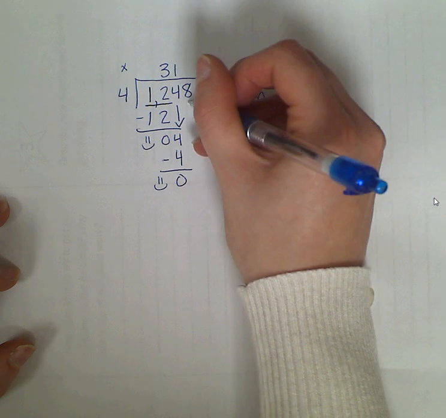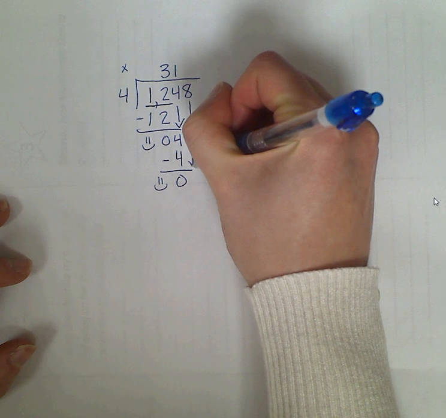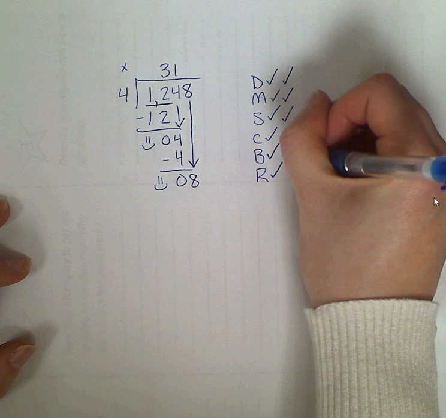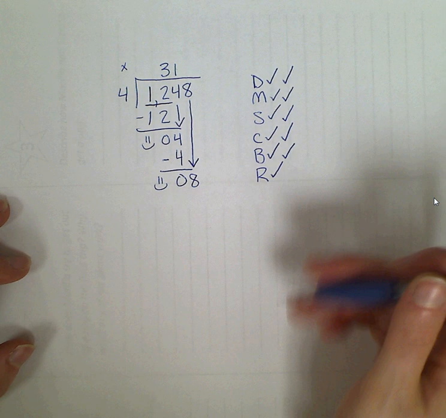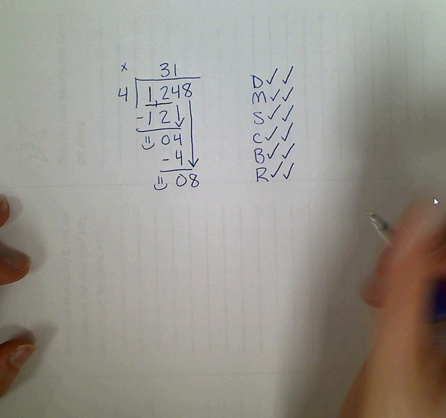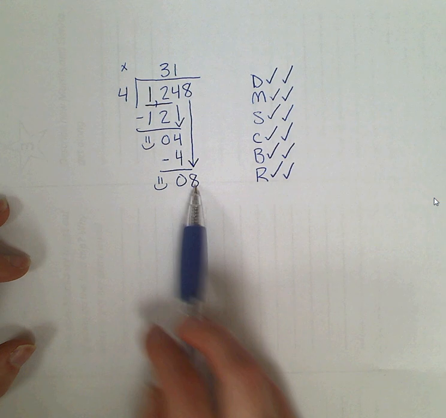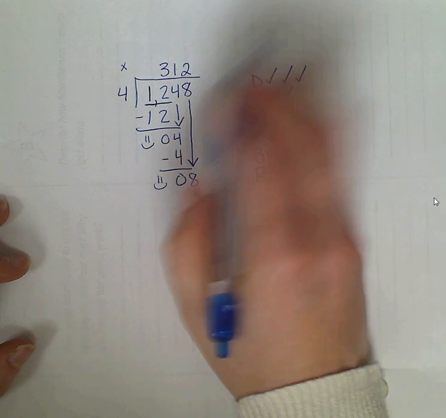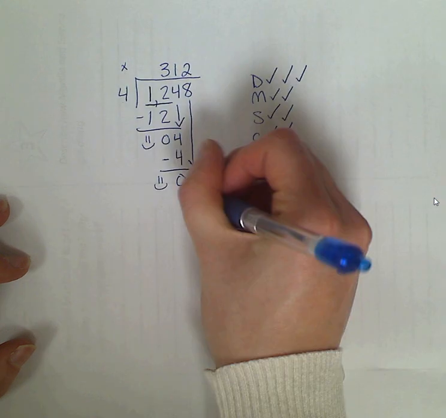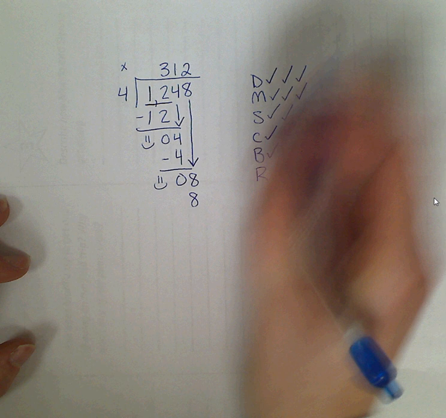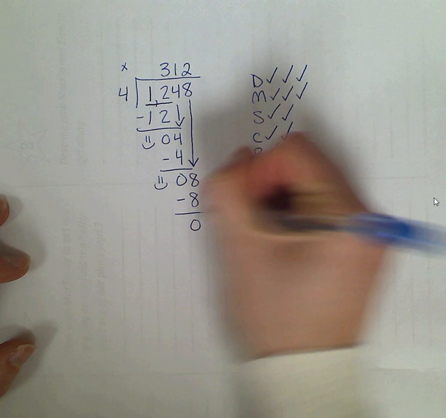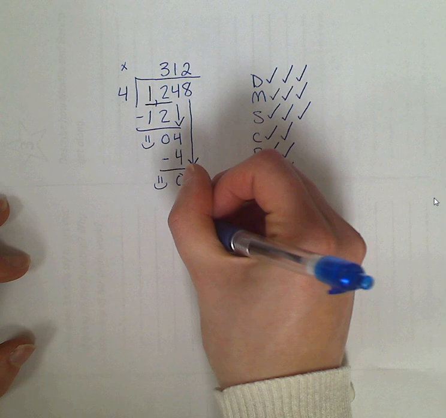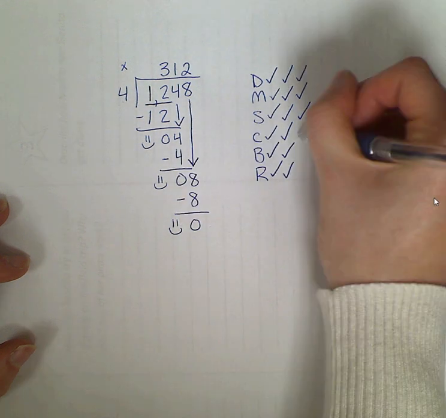Bring down. I have one more digit and a really long arrow I have to draw. And I can bring down my 8. And I need to repeat this one more time. So let's do it one more time. 8 divided by 4 is 2. 2 times 4 is 8. 8 minus 8 is 0. Check. Is 0 less than 4? It is. Man, I had zeros every time.